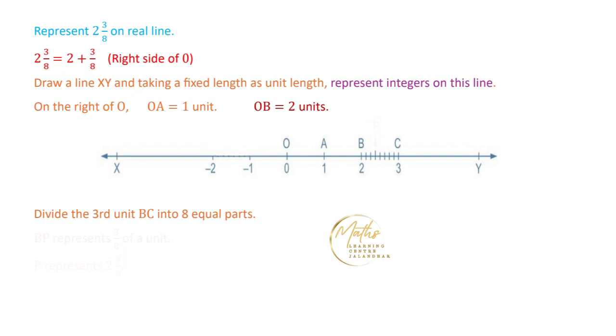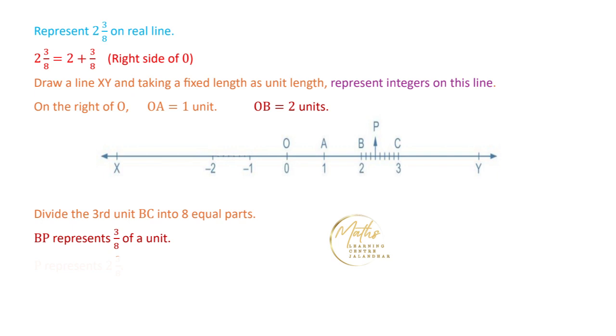Now what these parts represent: when we reach the first line that we have drawn, we have moved the distance 1 by 8. When we reach the second point, we have moved the distance 2 by 8. When we reach the third point, we have moved the distance 3 by 8. This third point we mark as the point P. And this length BP represents 3 by 8 of a unit distance.